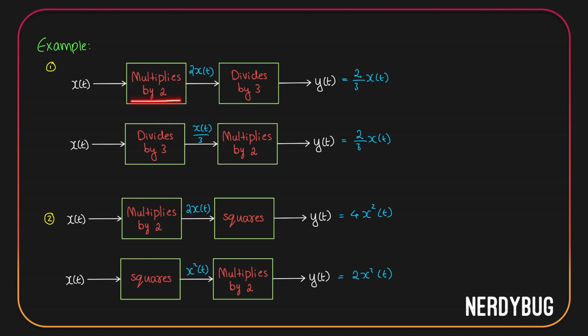A system that multiplies the input by 2 is linear. A system that divides the input by 3 is also linear. But a system that squares the input is not linear. We have done that example when we were learning linearity of systems. So in the first example, the property held because the systems were linear. In the second example, it did not hold because one of the systems was non-linear.